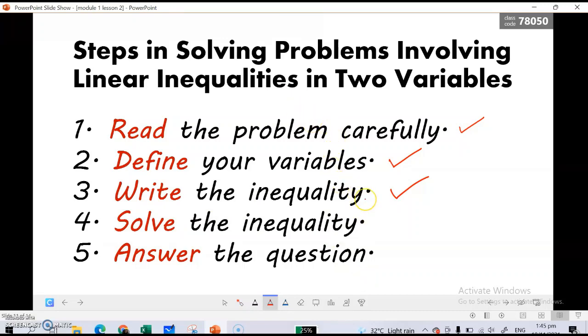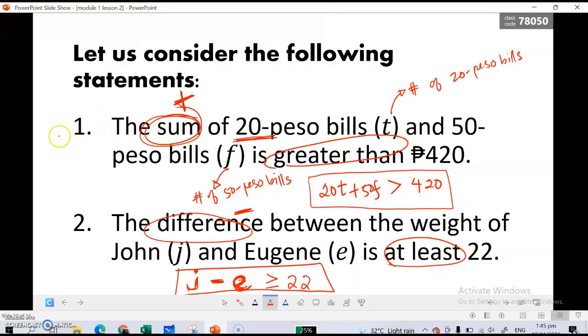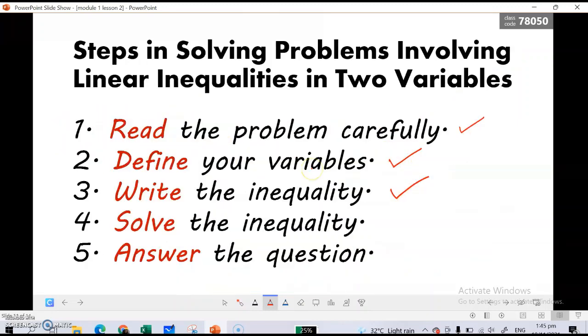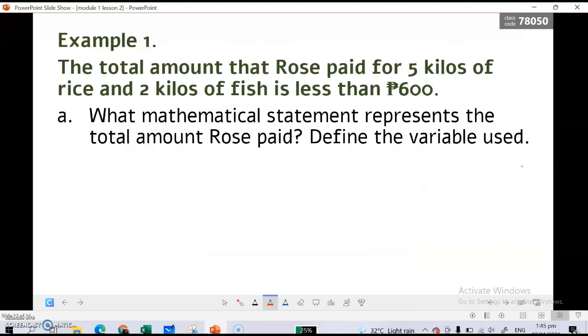So, write the inequality. Ito yung pagsulat ng inequality natin. Itong ginawa natin sa number 1 and number 2. So, yun yung step 3. And then number 4, solve the inequality. Number 5, answer the question. So, I'm going to give you just one example para hindi masyadong mahaba tong video na to. This example is also in your module. So, isang example lang tayo and then pwede yung basahin yung isa pang example na nasa module nyo.